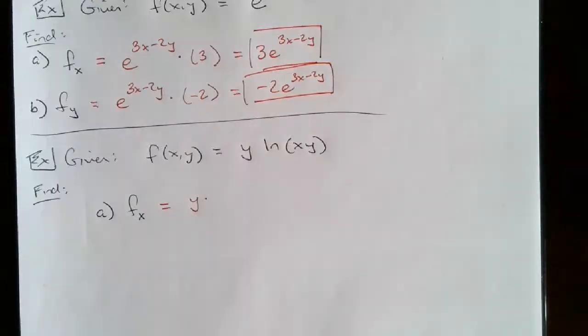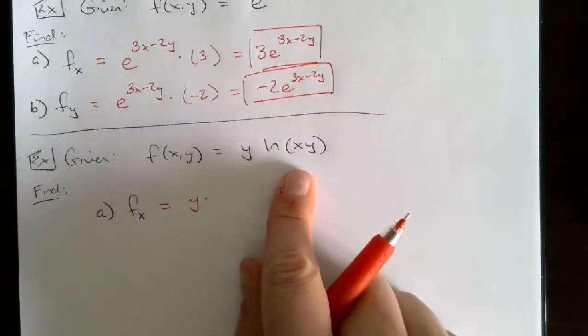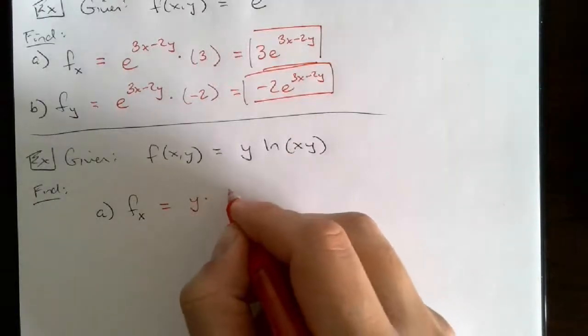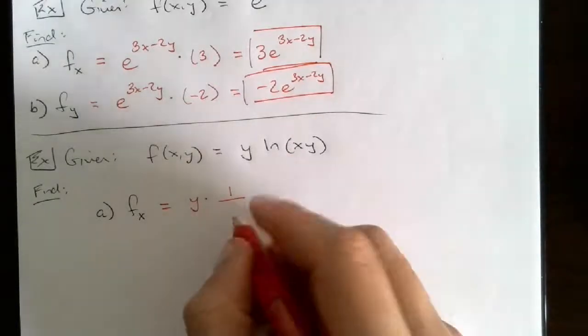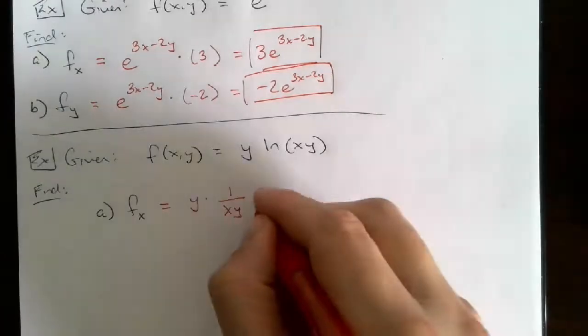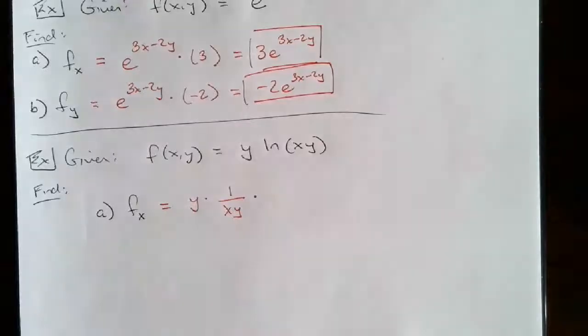Well, what's the derivative of natural log of xy? Well, this is going to be chain rule on natural log. So the derivative of natural log is 1 over whatever's on the inside, so 1 over xy, times the derivative of the inside. This is chain rule on natural log.